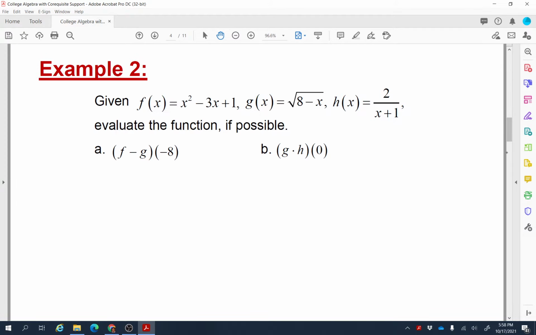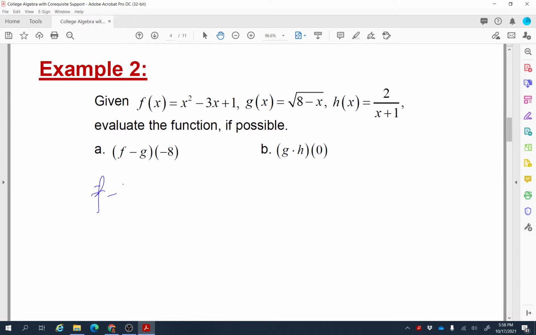Okay, here you are given three different functions and you want to find the difference between two functions and then a multiplication at 0. Okay, so let's try to find out here. This is the value of the function. You want to find the difference and then the value of that function at -8.